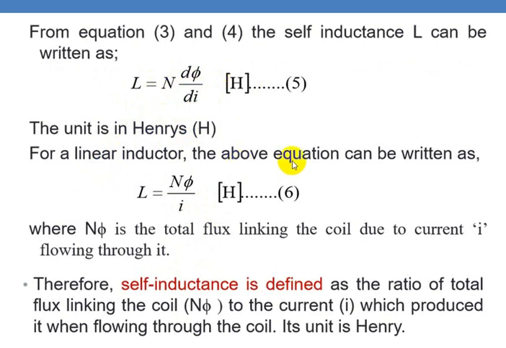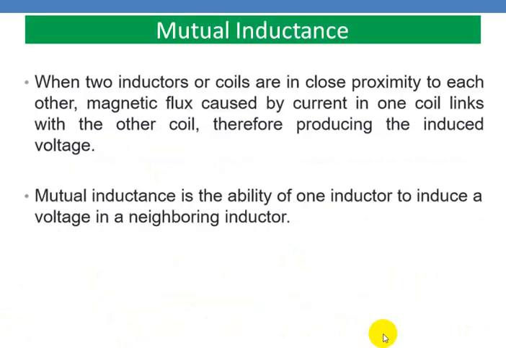So for a linear inductor, the above equation can be written as L equal to N phi by I. So that is, the phi by I is constant. So therefore, this N phi is called as total flux linking the coil due to the current I flowing through it. Therefore, the self-inductance is defined as the ratio of total flux linking the coil, that is N phi, to the current I which produced it when flowing through the coil. Its unit is Henry.